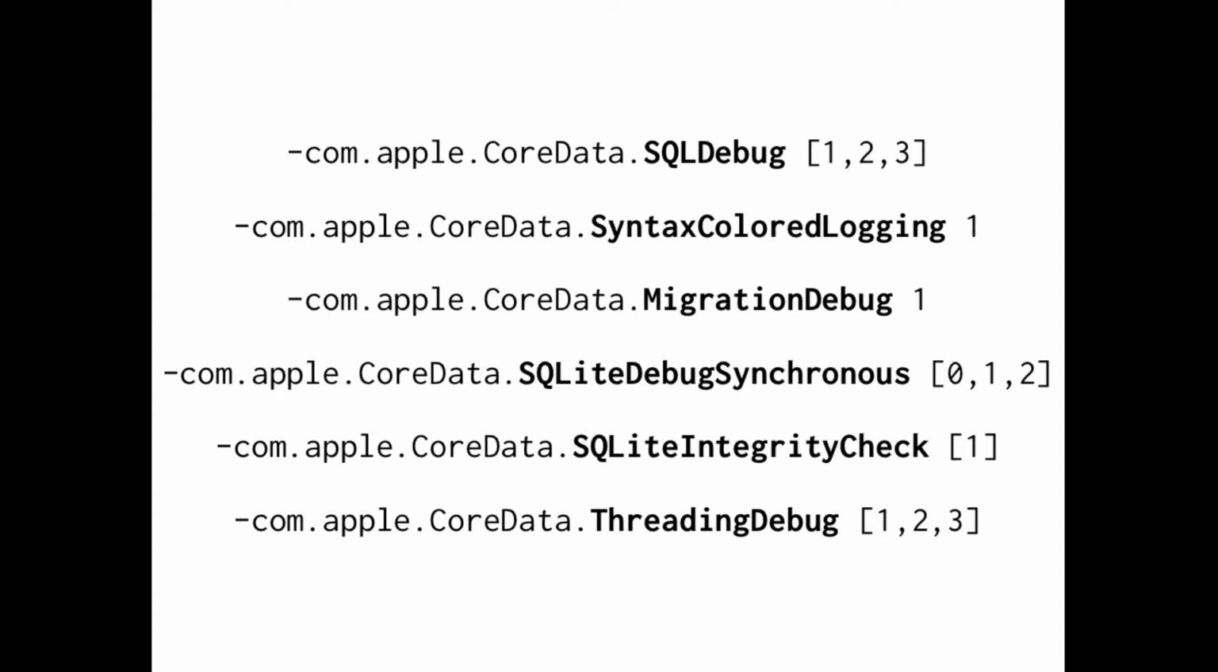The threading debug is nice. Core Data has very specific rules about multi-threading, and if you violate those rules, you can have an assertion thrown. Migration, if you want to see what's going on under the hood, enable migration debug. So there's several other launch arguments that you can use.